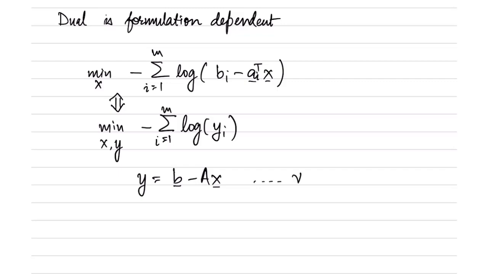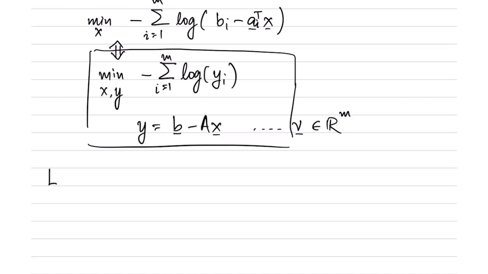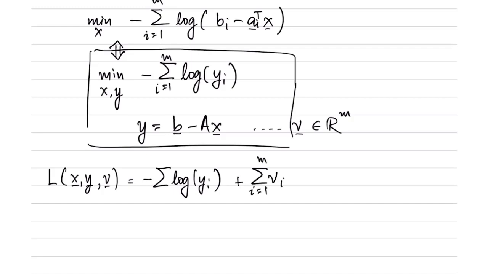Let's associate the dual variable nu. Nu would be a vector in R^m. So we are considering this problem. If we associate the dual vector, then the Lagrangian is given by, note that x and y are primal variables and nu is the dual variable, minus log of yi plus the summation of nu i, i equal to 1 to m, times yi minus bi plus ai transpose x.